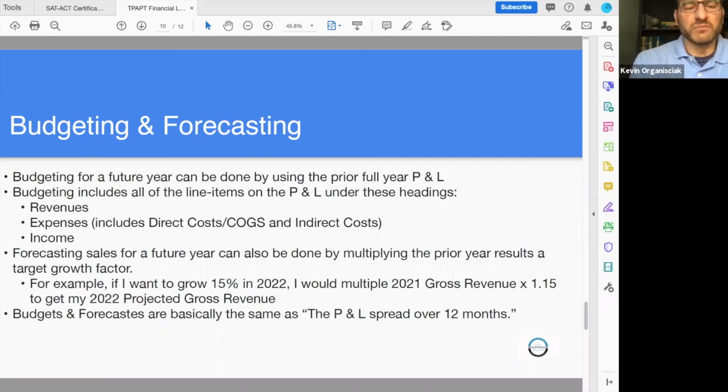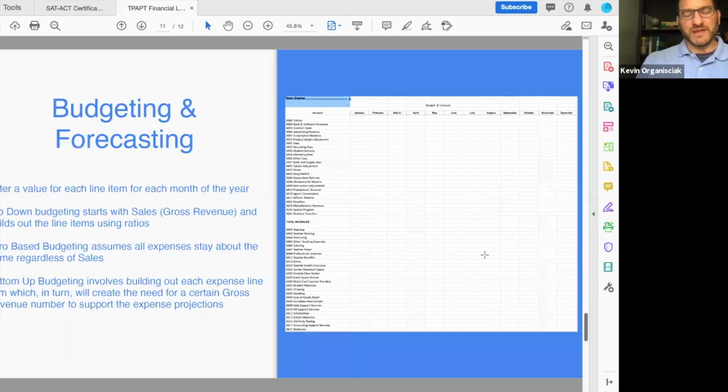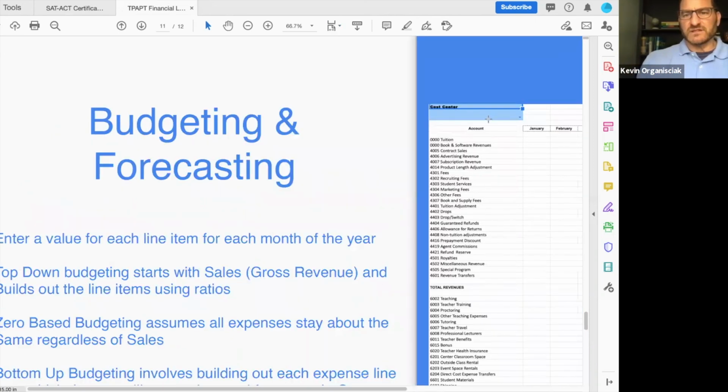You can also build your budgets in a different way. You could take the expenses from 12 months of P&L and just put them in this year. It's called zero-based. And this is what I'm talking about when I'm talking about building a budget. It's essentially the P&L, and then you've got 12 months here. So let me see if I can make this larger. No.